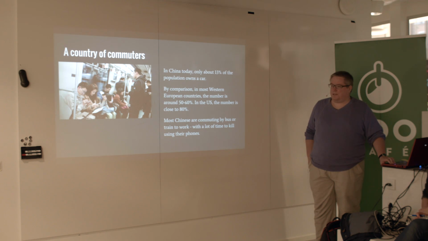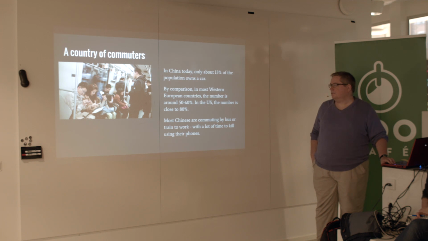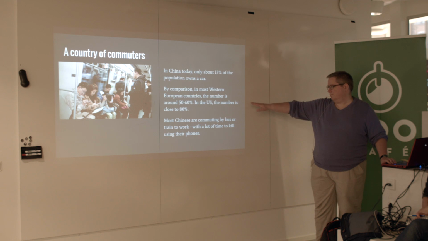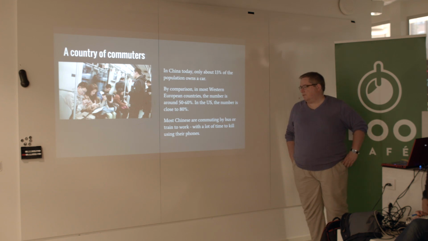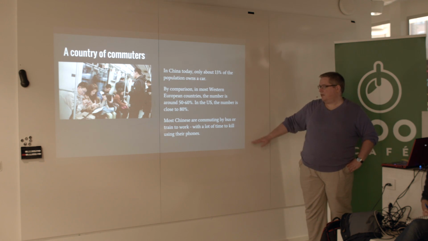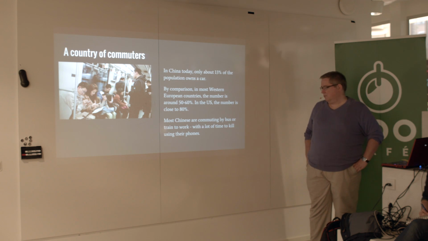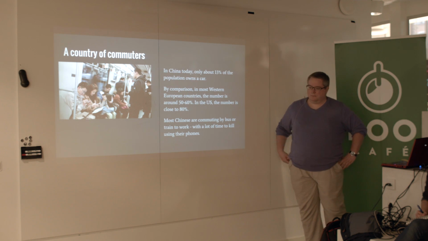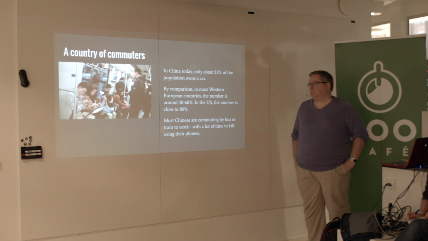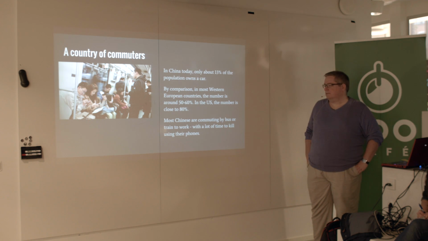One reason for this, at least a contributing reason, is that about 13% of the population in China has a car. If you compare to Western countries like Sweden, the numbers are around 50 to 60%. The US is a bit extreme, one of the top three, with 80% of the people having cars. But in China, most people commute by bus or train to work, and usually they live quite far from the workplace, so they have a lot of time to kill using their phones.